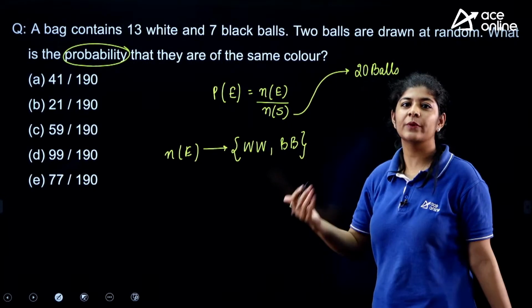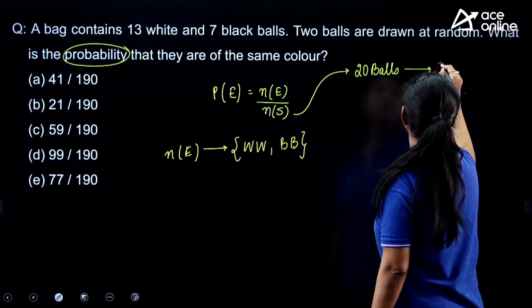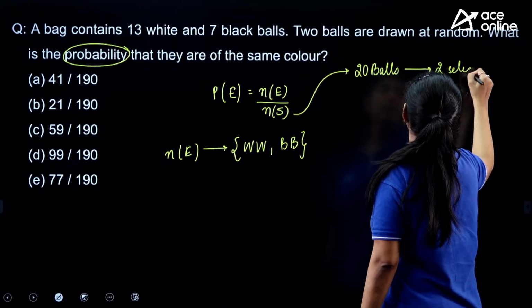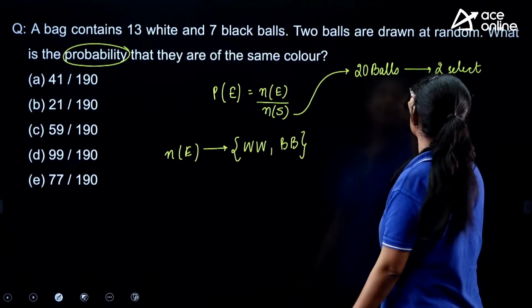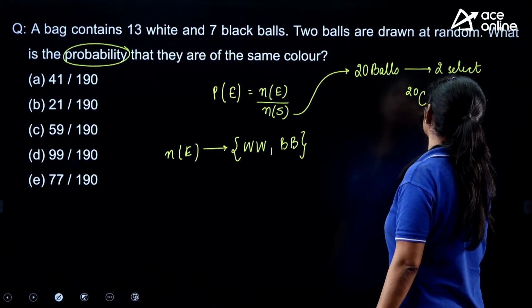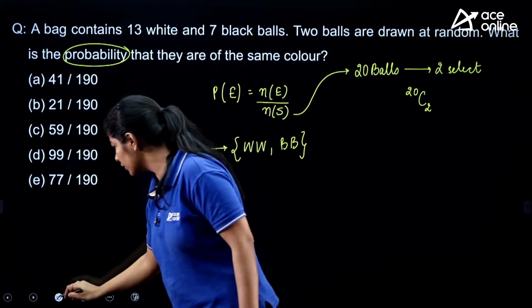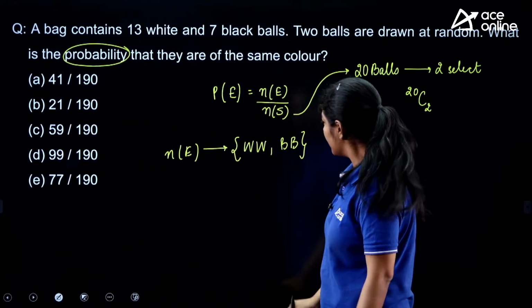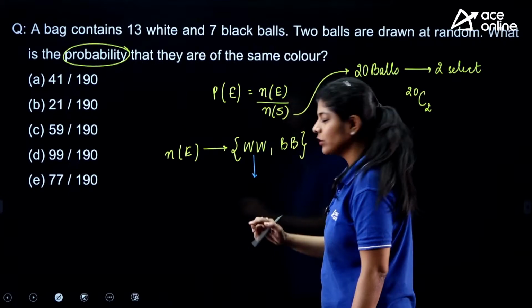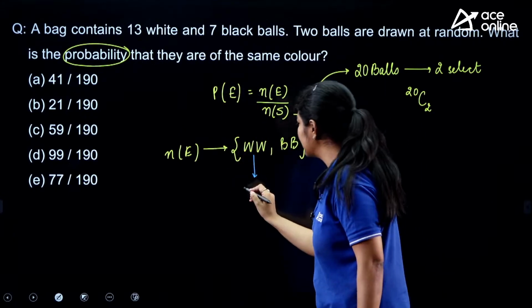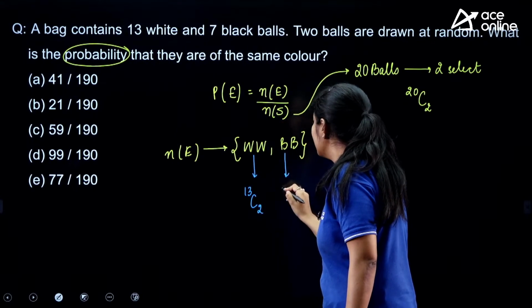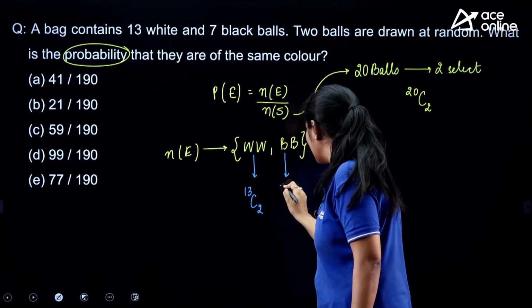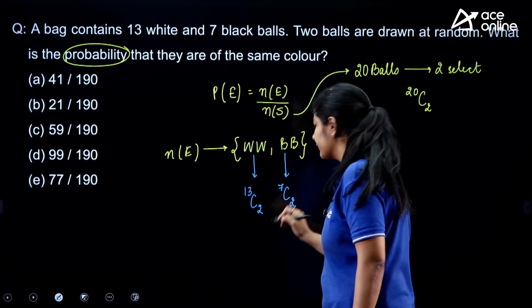And out of these 20 balls, you have to select 2. In how many ways can I do that? It's simply 20C2. Now, to select 2 white balls out of 13, I can do 13C2. And black balls, how many are we having? 7, and out of 7 we only need 2.